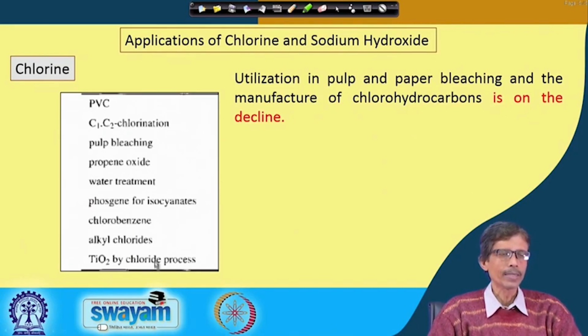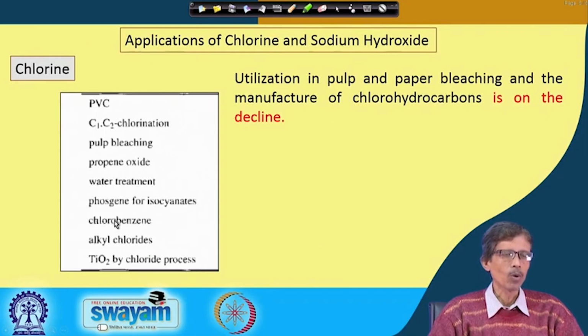Then chlorination, that means the chlorination of the different organic compounds, whether you are using a pharmaceutical compound or a medicinal compound. Still we are using pulp bleaching, but if you can go for the corresponding consideration that is at a low concentration, then making of the propene oxide, water treatment, phosgene for isocyanate preparation. So, these isocyanates are having a huge demand in industry.